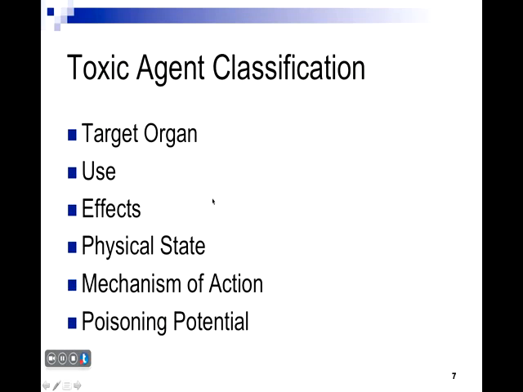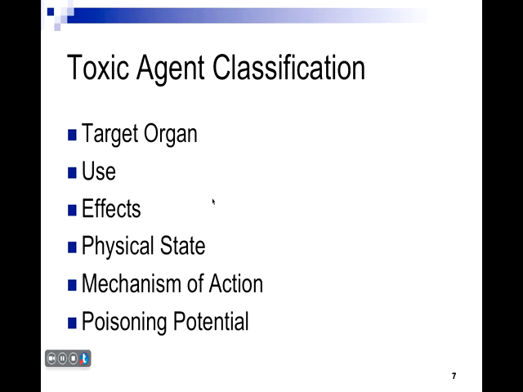Now, if you classify a toxic agent, there are many ways that you can go about this, and I have a few listed here. First of all, target organ. Most toxicology textbooks are structured on target organ toxicity. You'll have a chapter on toxicants that affect the liver, chemicals that affect the lung, chemicals that affect the nervous system, et cetera, et cetera. It'll be broken into a target organ type of approach.